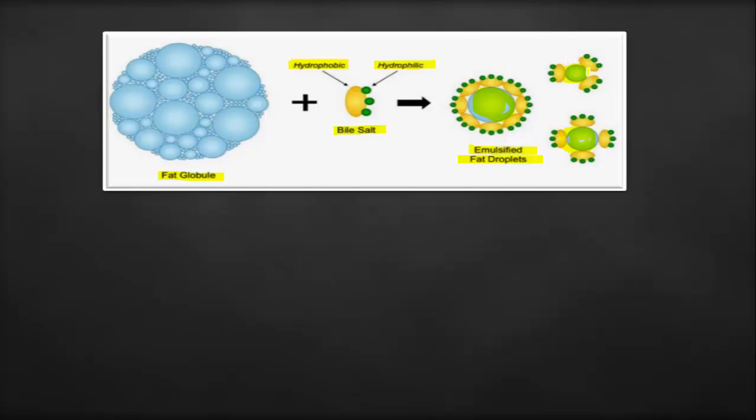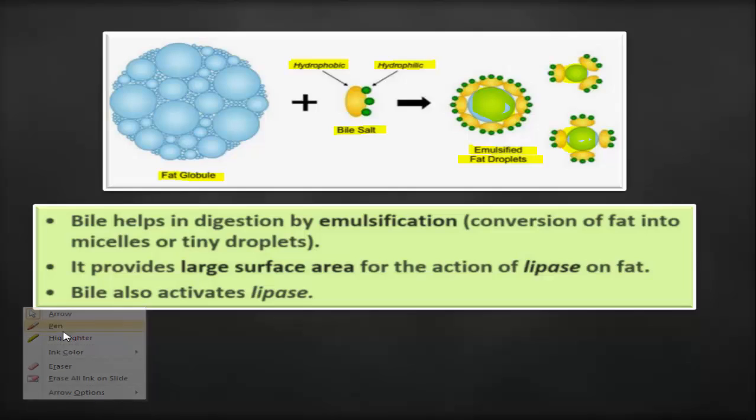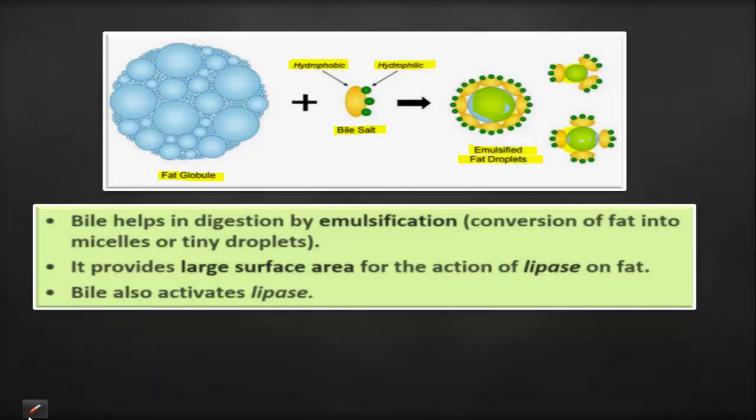And further, these emulsified fat droplets are completely digested by pancreatic lipase and get converted into fatty acid and glycerol. That is why the emulsification of the fat globule is a much more essential process in the digestion of fat. Hope this is clear for you. So next, very important point: bile helps in the digestion of fat by emulsification.